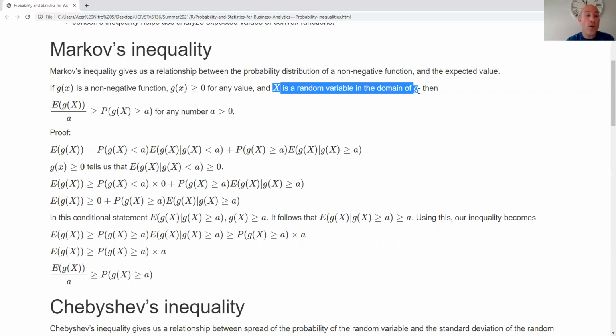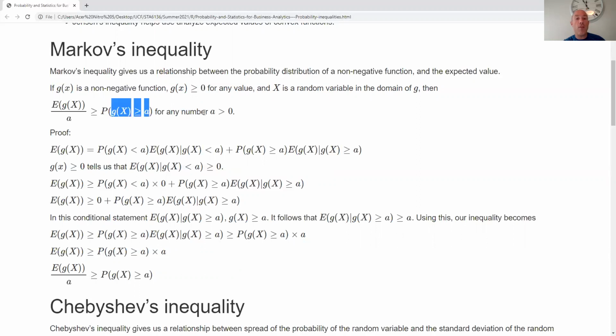All right, then the expected value of G of X divided by A is greater than or equal to the probability of G of X greater than or equal to A, whenever A is a positive value. Remember that G is positive or 0, so this statement would only make sense if A is positive. Otherwise, we won't even worry about it. So how am I going to prove to you that this is a correct mathematical statement?